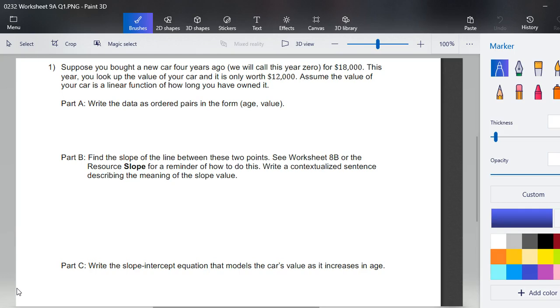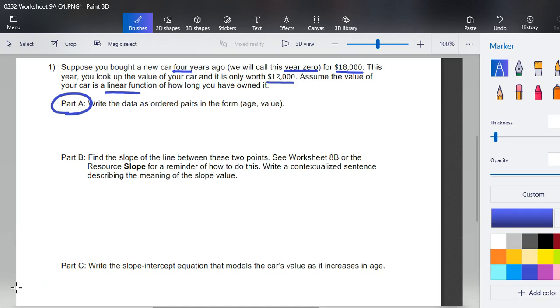Question number 1. Suppose you bought a new car 4 years ago. We're going to call this year 0, and it was $18,000. This year, you look up the value of your car and it's worth $12,000. Assume the value of your car is linear of how long you have owned it. Part A, write the data as ordered pairs in the form of age, comma, value.